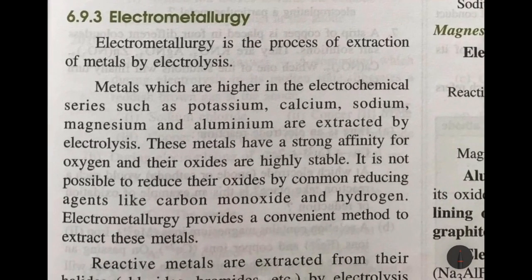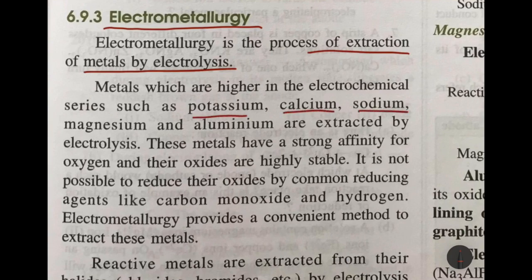Next we come to electrometallurgy, okay. You'll be learning more about metallurgy in the next chapter. When we talk about electrometallurgy, we are talking about the process of extraction of metals by electrolysis. Now metals which are higher in the electrochemical series like potassium, calcium, sodium, highest in the electrochemical series, then magnesium, aluminum, they are extracted using electrolysis.